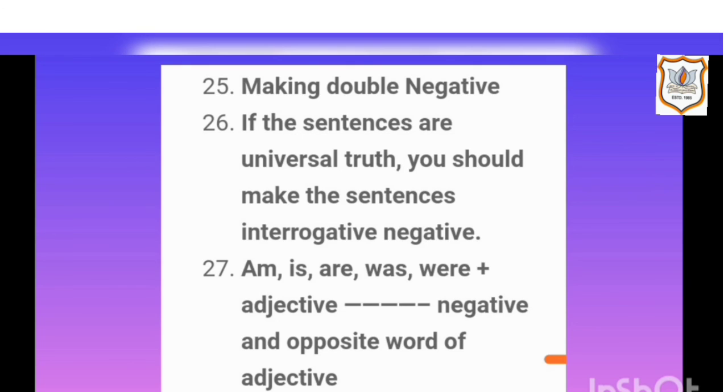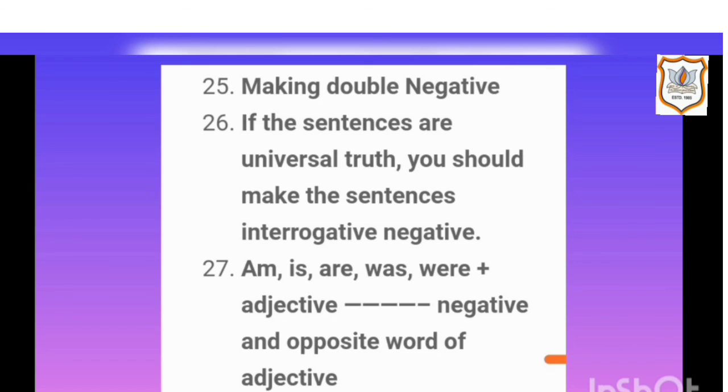Okay, the next rule: if the sentences are universal truth, you should make the sentences interrogative negative. For example, the sun rises in the east. This is a fact. This is a universal truth. So we will change it to negative: does not the sun rise in the east? We will change it to the interrogative negative sentence.